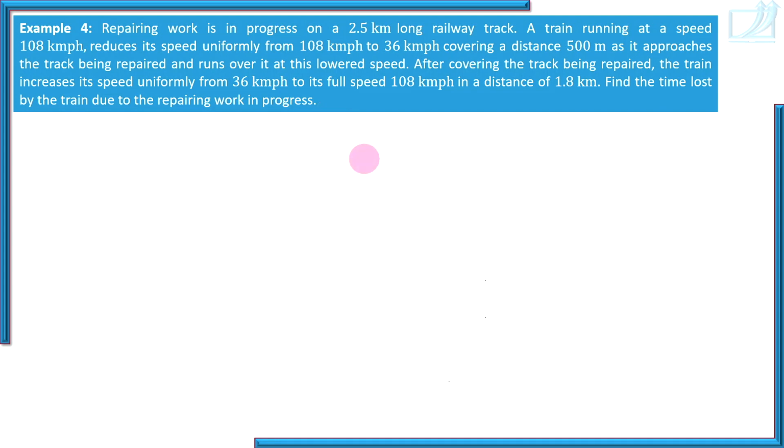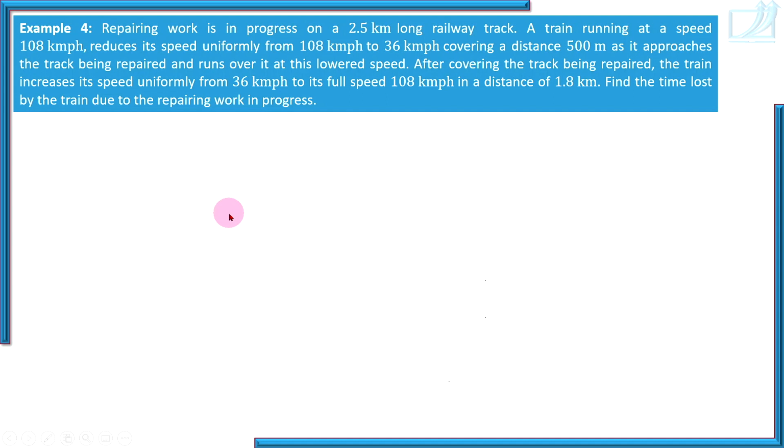Listen, very mechanically you can solve the problem if your concepts are clear. When you read this problem, before you finish reading it, you have already decided to draw a VT diagram. Because here the train increases its speed uniformly, decreases its speed uniformly, and for a certain distance it covers with uniform lowered speed, that suggested that you draw a VT diagram.